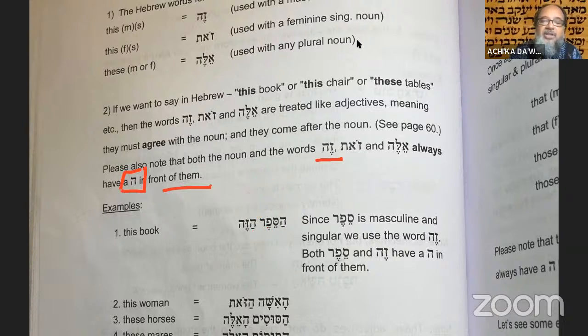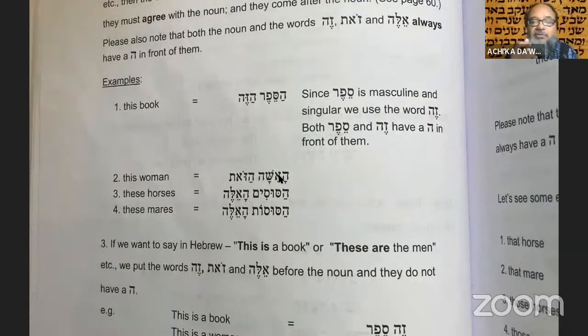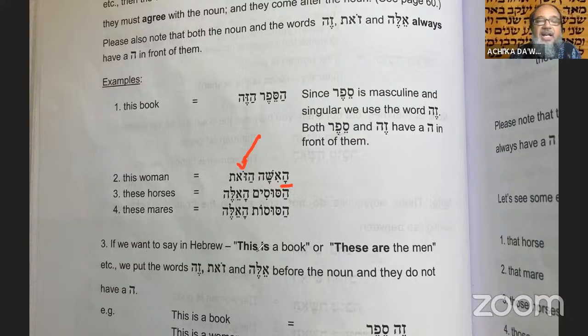But the point that I wanted to make to all of us is that the hey is just identifying it. Look at this one right here. Here we go, number 2. Read number 2 for me in Hebrew. Ha-isha. Yeah, ha-isha. Ha-zoth. Ha-isha ha-zoth.